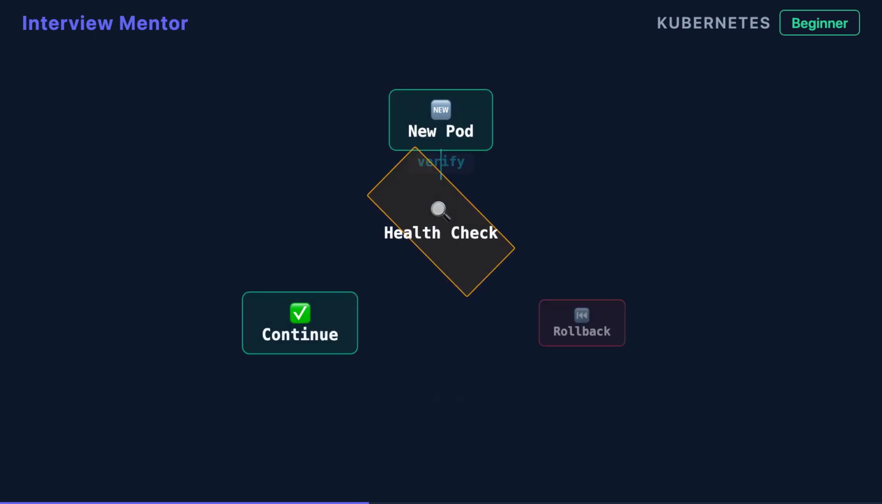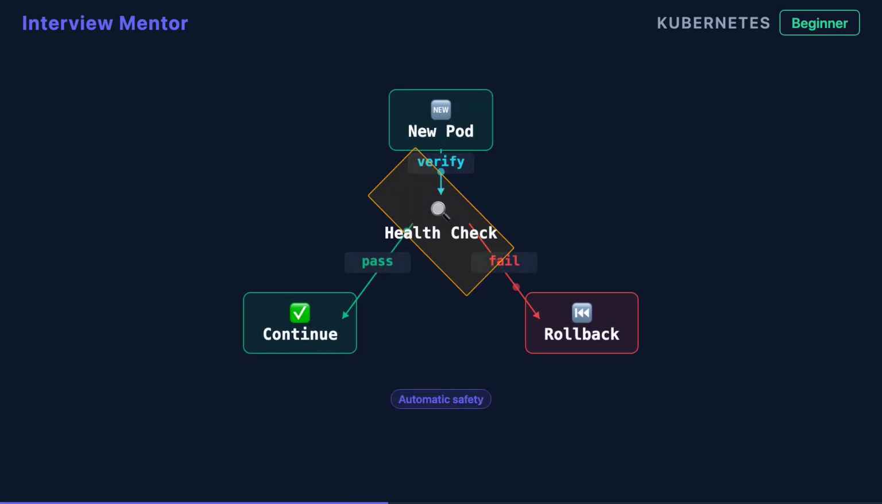But what if your new code is broken? Rolling updates include automatic rollback capability. If new pods fail their health checks or crash repeatedly, Kubernetes stops the rollout and keeps the old version running. You can also manually roll back to the previous deployment with a single command.